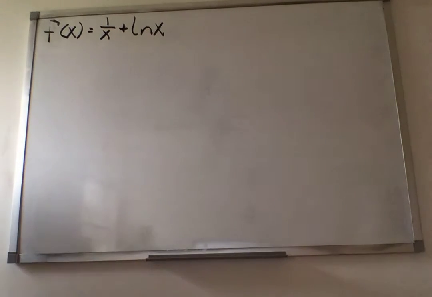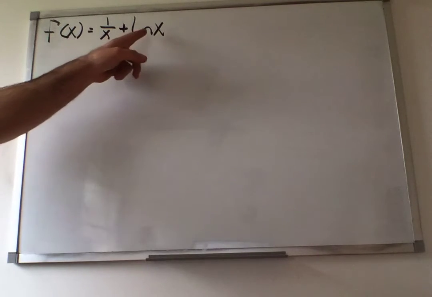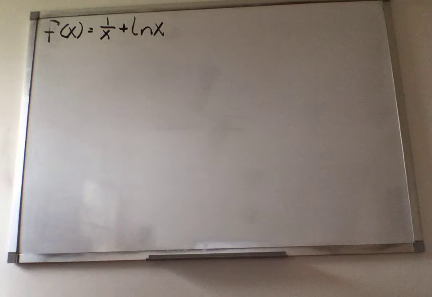Okay, now here's another example of curve sketching. The last example was a polynomial, which probably would have been a little bit easier because polynomials are typically nice. Now here we've got a really weird function: 1 over x plus ln of x, okay?